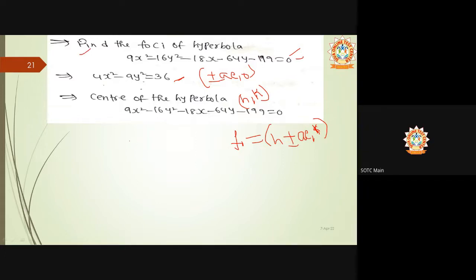Second question, what is the answer? Plus or minus root 13 comma 0, sir. Yes, 9 plus 4 it will come 13. Third one 1 comma 2, sir. 1 comma 2? No, 1 comma minus 2. Yes, okay. 1 comma minus 2.